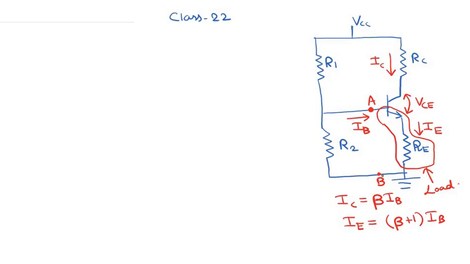Now let us make some assumption that makes the circuit simpler. First of all, note that if I increase the collector voltage here, this is our collector terminal, the base current would basically not change. So no matter how much collector voltage I increase, the base current is not going to change.